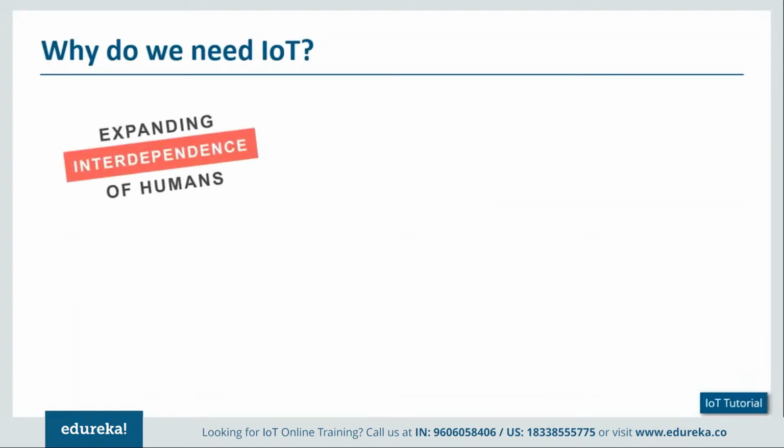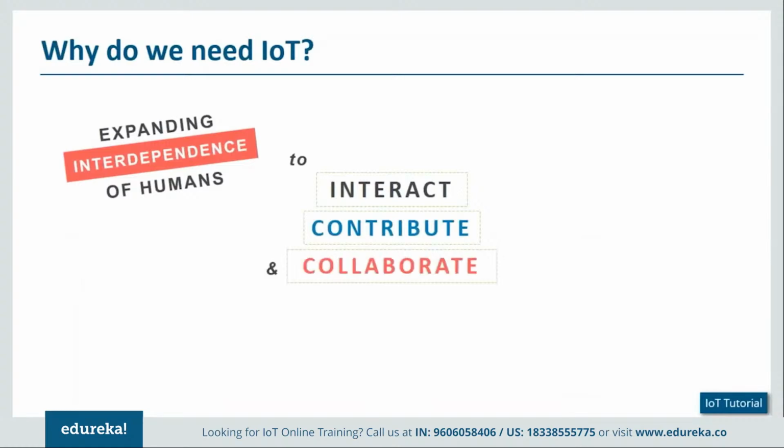Now, Internet of Things basically is expanding the interdependence of humans to interact, contribute, and collaborate with things around us. What do I mean by interdependence of humans? How we depend on each other. Like how I'm explaining this concept to you. If you're not clear, you would reach back to me and request help. This becomes an interdependence between us. When I'm giving you knowledge and you're not clear, you come back to me and I help. Similarly, tomorrow, if there's something you can do for me, I would reach out to you. So we are all interdependent on each other for something or the other.